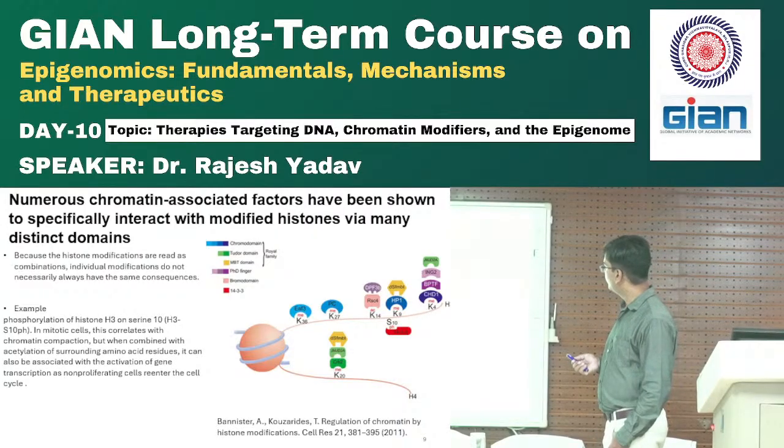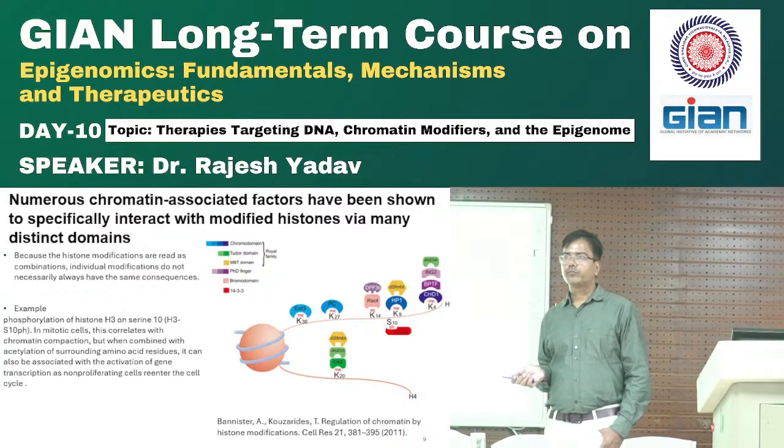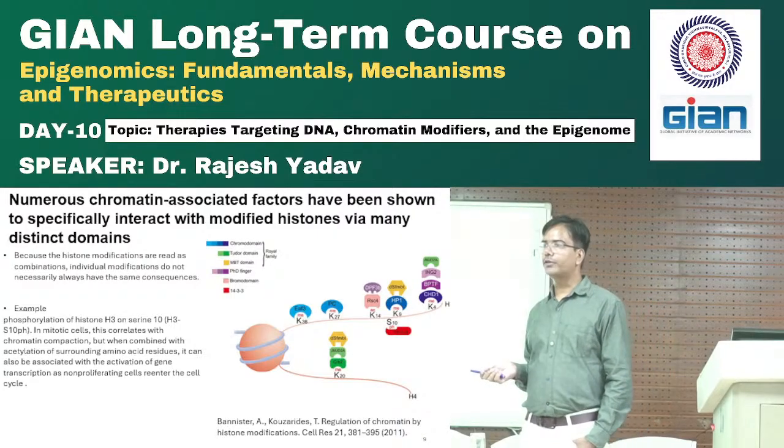So why are these important? Because they bind certain marks. For example, this enzyme has this chromodomain, so it will bind K36. This enzyme has a Tudor domain. From the color coding you can see they will bind this one. So the point I am trying to make is that usually these are called the reader proteins.